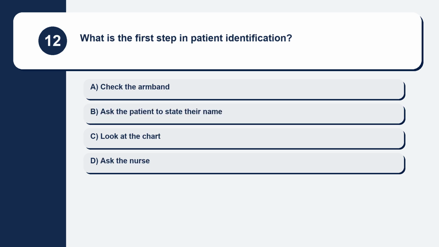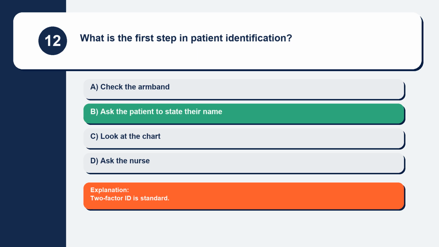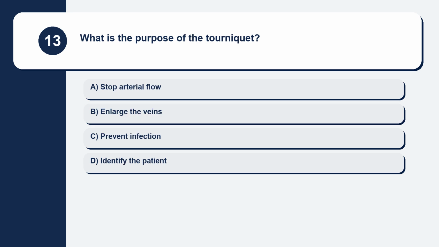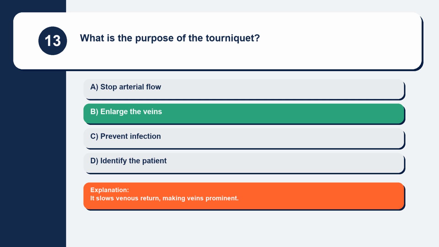Question 12. What is the first step in patient identification? Check the armband. Ask the patient to state their name. Look at the chart. Ask the nurse. Two-factor ID is standard. Question 13. What is the purpose of the tourniquet? Stop arterial flow, enlarge the veins, prevent infection, identify the patient. It slows venous return, making veins prominent.